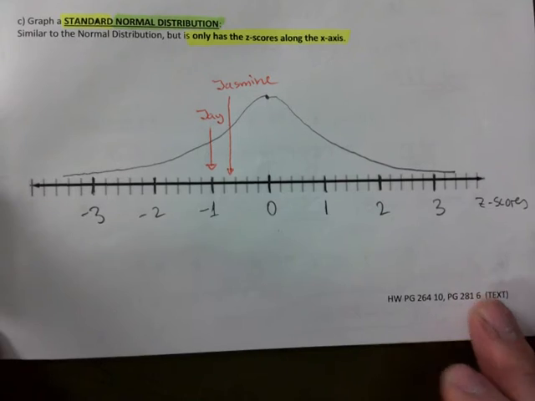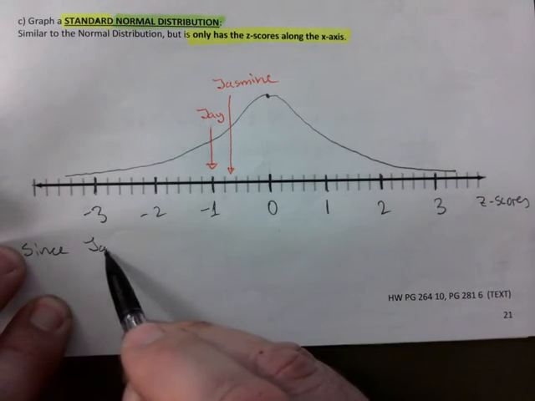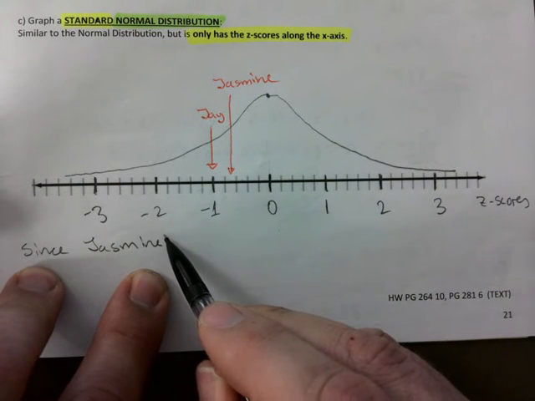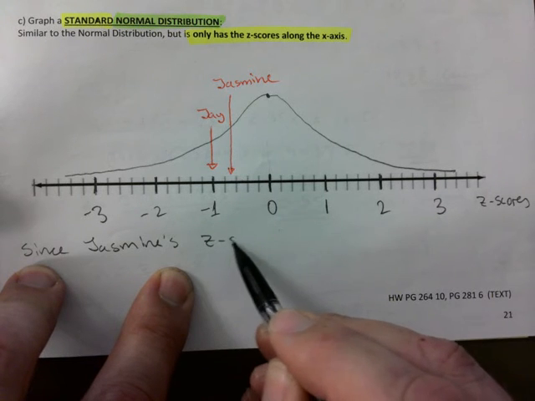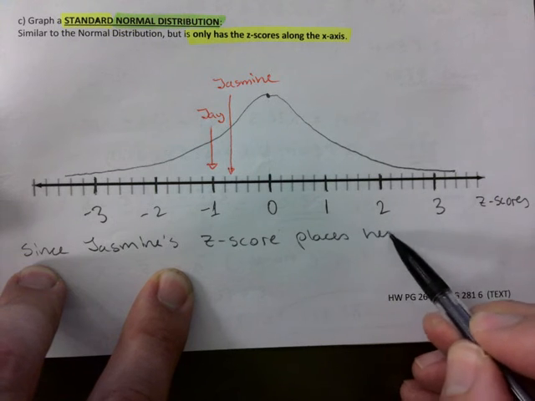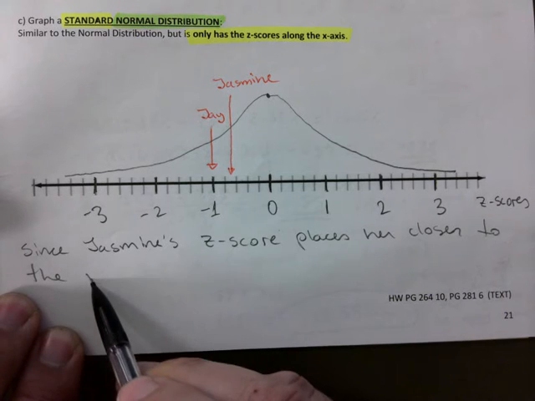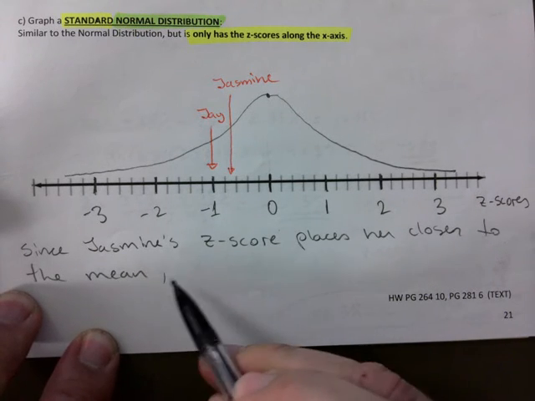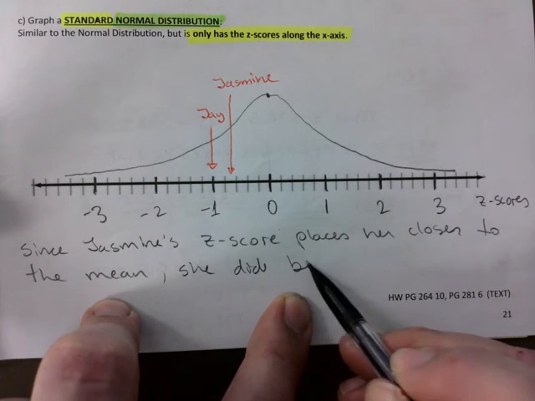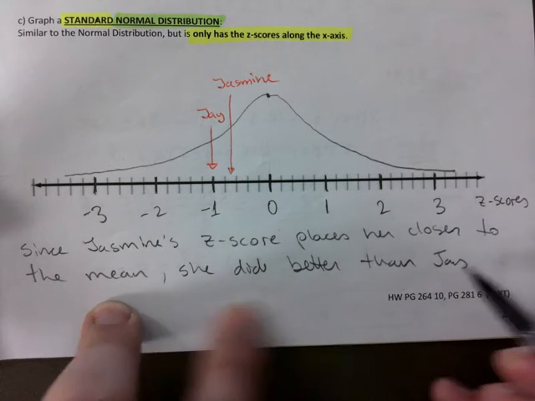Conclusion. Since Jasmine's z-score places her closer to the mean, she did better than J overall.